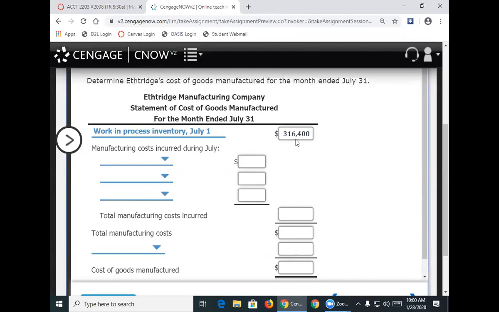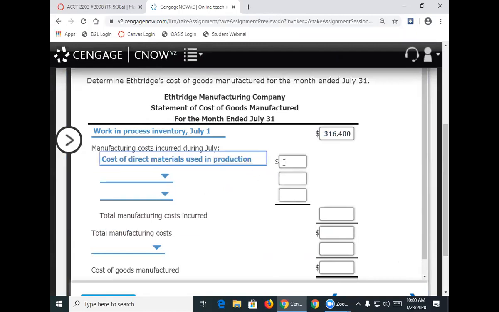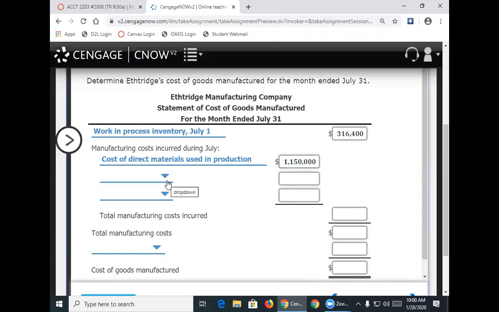Cost of direct materials used in production. Very good. Cost of materials used in production, 1,150,000. What's my next one? Direct labor. Direct labor, good. So I'm just following my T account, right? 966,000. So direct labor, 966,000. And my other one? Factory overhead. Very good. Factory overhead, 490,500.